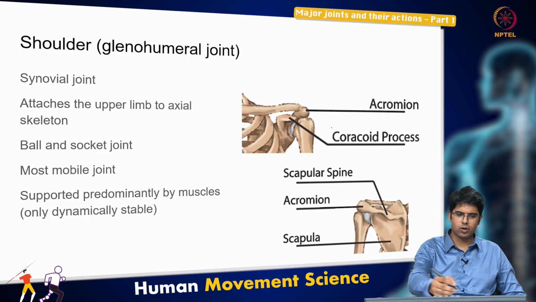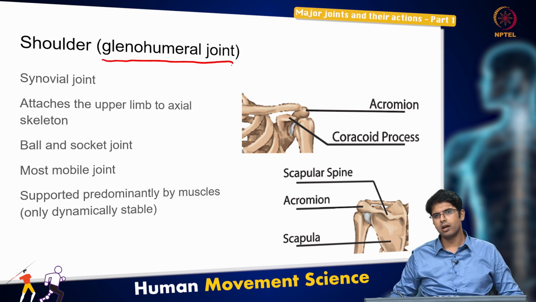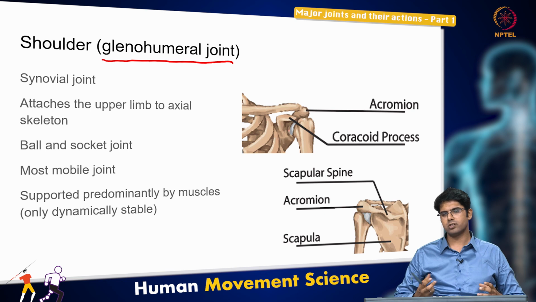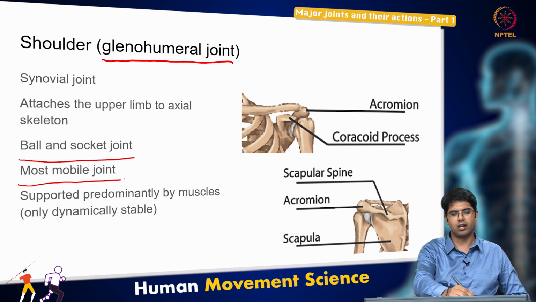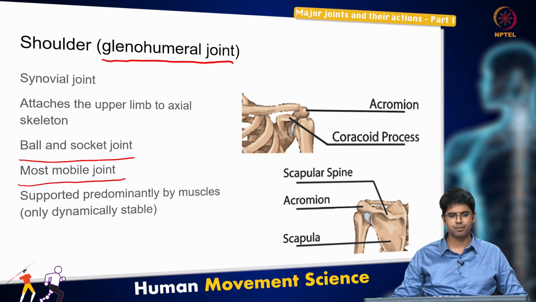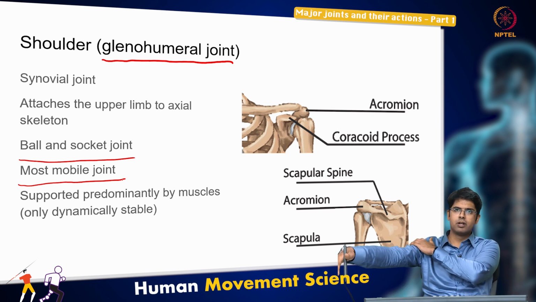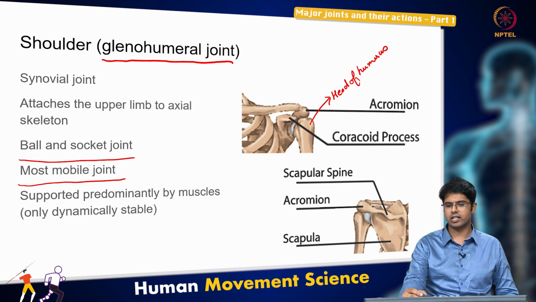The shoulder joint, also known as the glenohumeral joint, is a synovial joint, which means there is a synovial cavity here which holds the liquid that lubricates this joint and provides a lot of mobility. In fact, the shoulder joint is a ball and socket joint, and it is the most mobile joint in the entire human body. It attaches the upper limb, which is this arm, to the axial skeleton. So that's the head of the humerus, which attaches to the skeleton here, the axial skeleton.